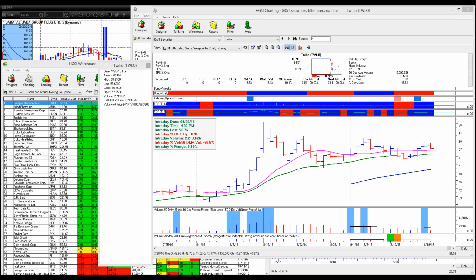Now, anyways, there's a question here about volume. Let's see what the question is. Do you consider low volume, or is there a minimum volume that you're looking for when you're trading a stock? You mean on the upside for strength? No, a 50-day average volume. Well, yeah, are we looking?